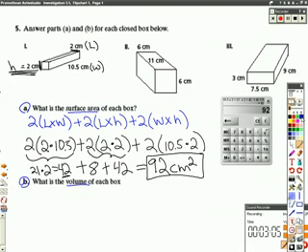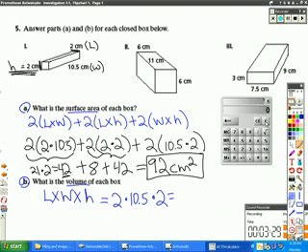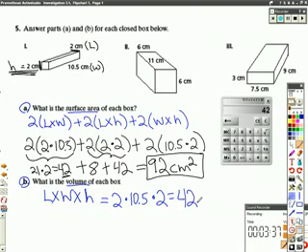All right, so the second part of our question asks us to find the volume of each box. So for volume, that's length times width times height. So in our case, it's going to be 2 times 10.5 times 2. And we'll put that in, 10.5 times 2 times 2 equals 42, and that is going to be in centimeters cubed.